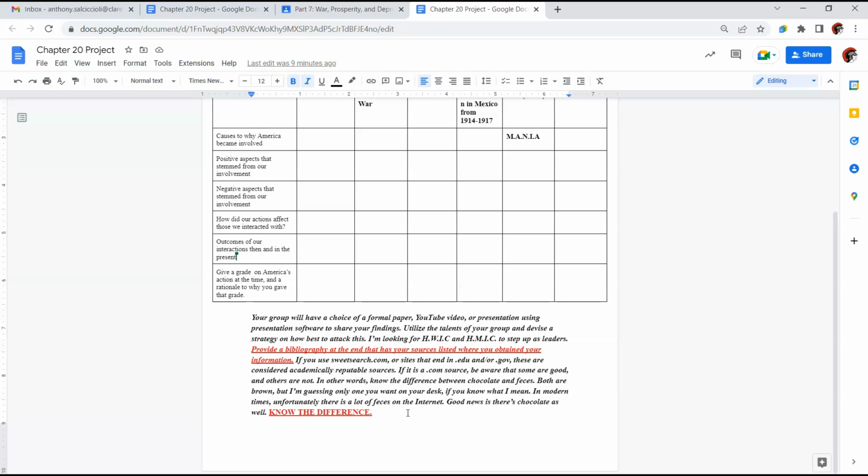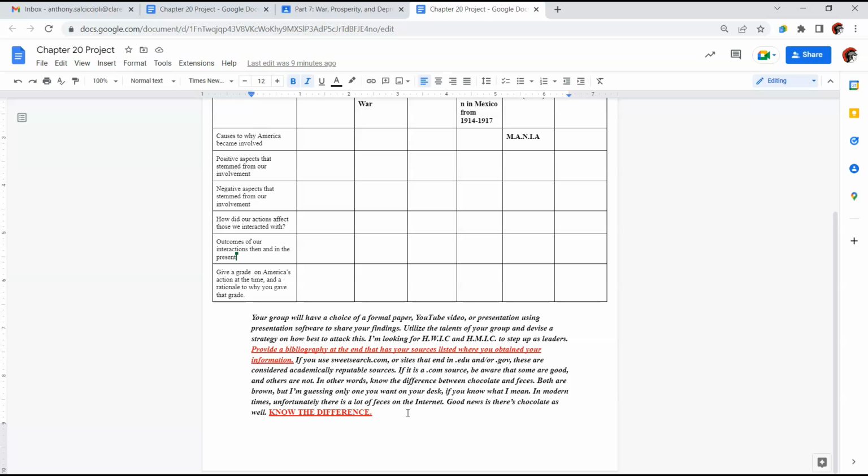So here's some tips. If you use sweetsearch.com, sorry, got tongue twisted there, sweetsearch.com. Now, SweetSearch will only give you vetted academic sources, does the heavy lifting for you. Or you find a site that ends in edu or gov. Remember Google Advanced Search. You can search just edu or just gov. That's another tool to use to get reputable sources. So if you choose a .com, I'm not saying .com is automatically bad, but be aware, some are good, others are not.